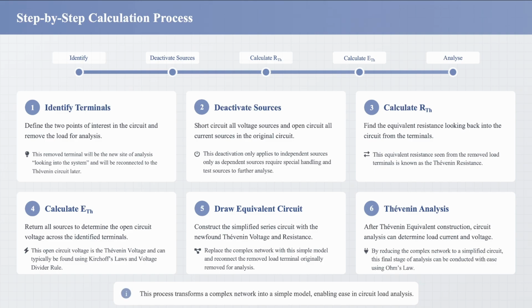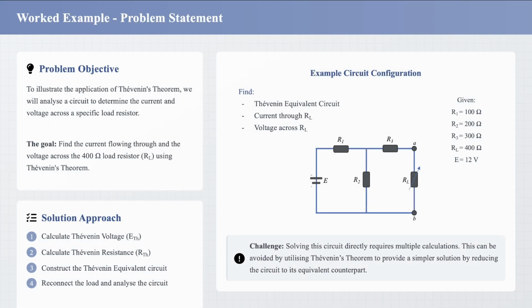Let's try an example. Here we have a simple DC network. We'll determine the Thevenin equivalent voltage and resistance as seen across the 400 ohm load and then use those values to calculate the voltage and current through it.